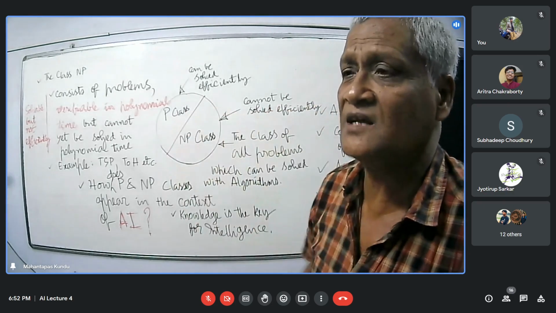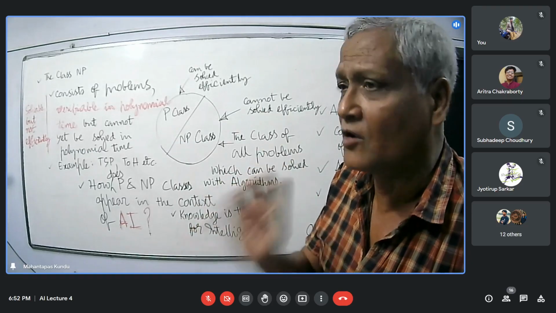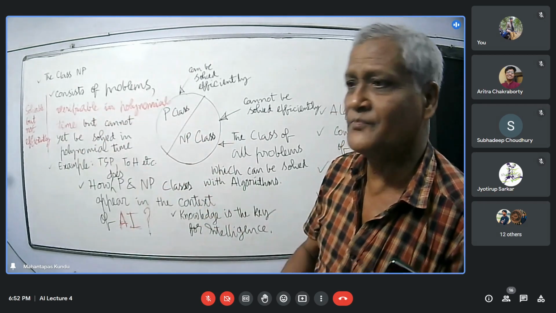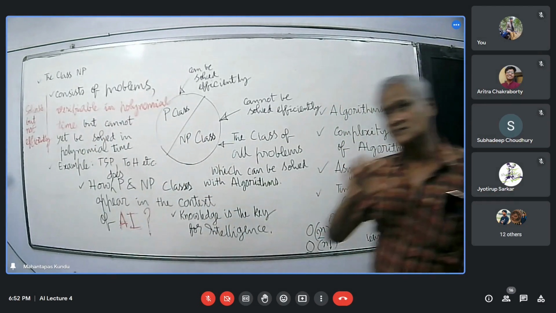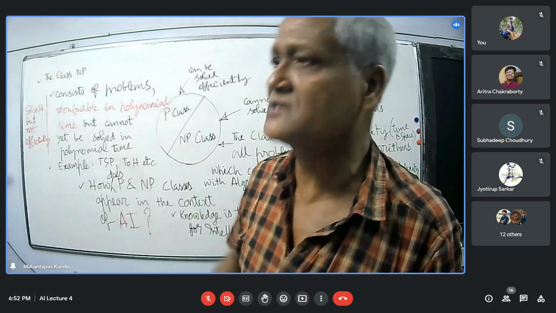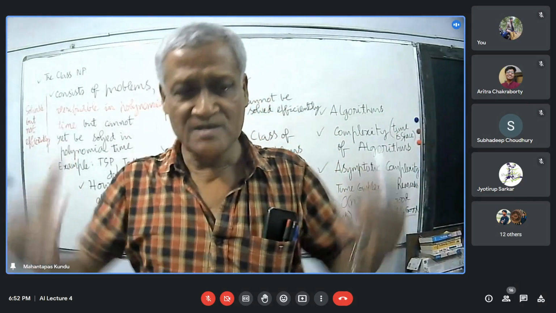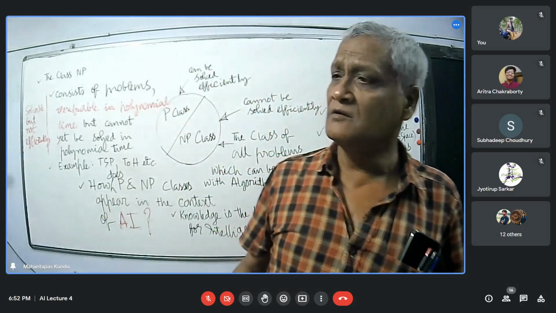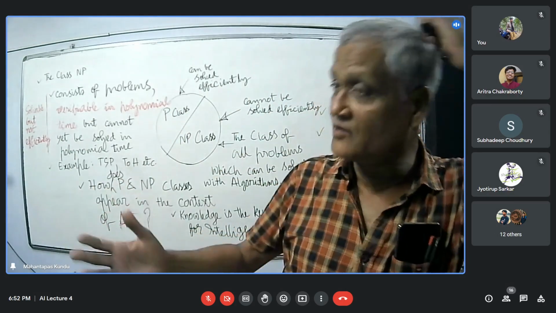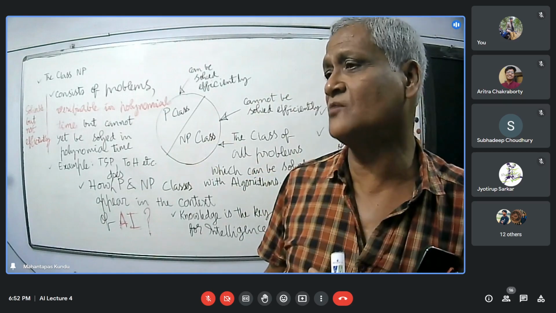Firstly, AI teaches us how to encode knowledge inside a computer so that the computer can utilize knowledge collected from human experts as a human expert can do, or more intelligently than a human expert can do. This is the first objective.